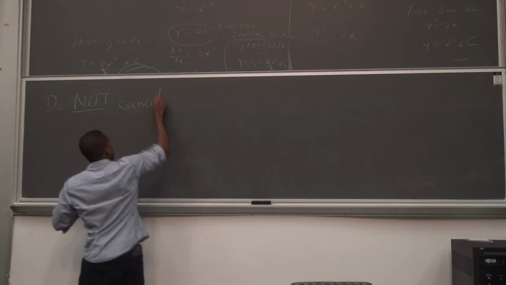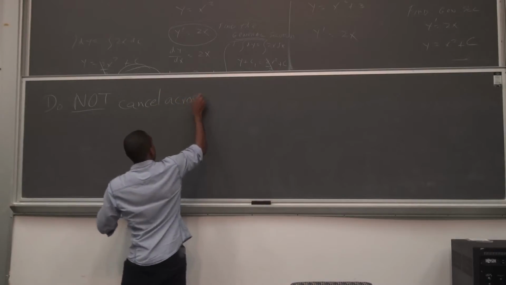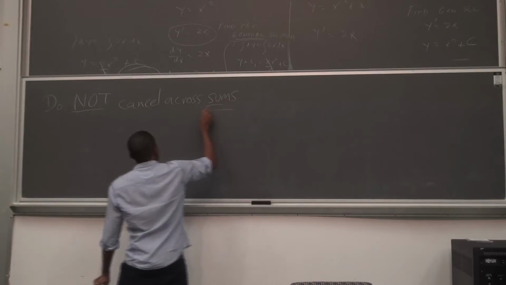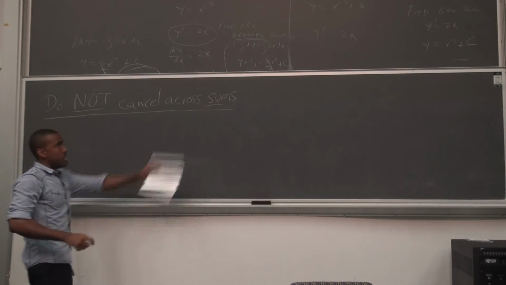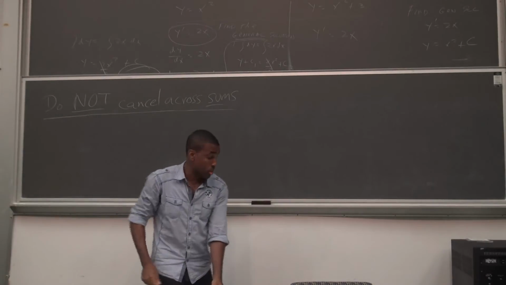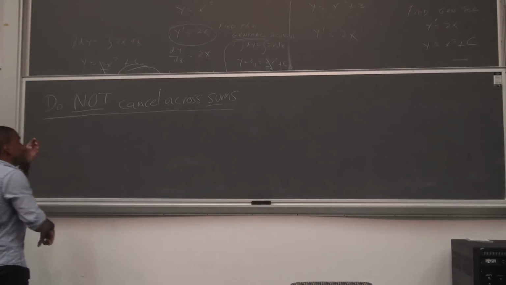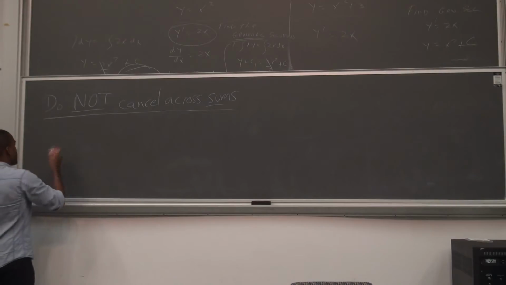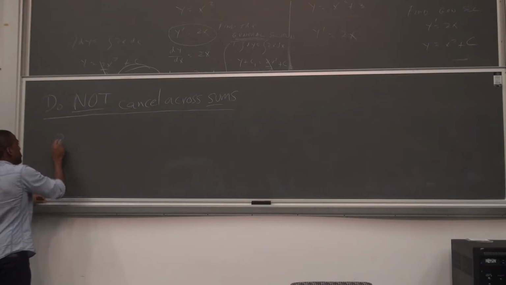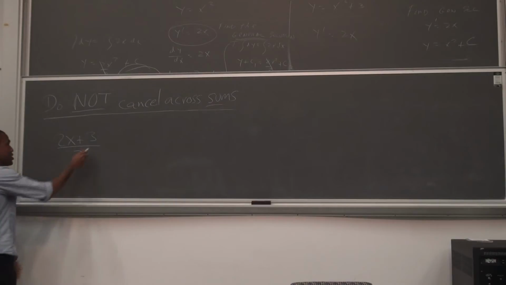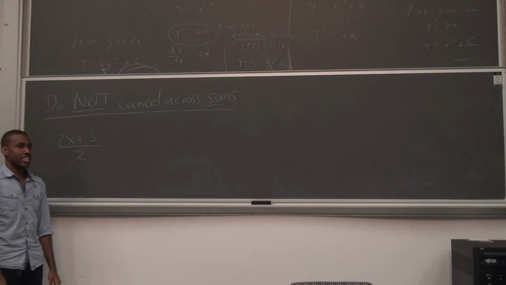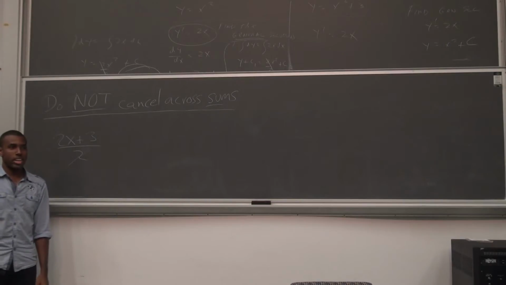Do not cancel across the sums. The word sums here I'm using in the general sense. It could be addition or subtraction. We can call it a sum. So, for example, you're doing a problem and you simplify into a certain point, you get something like 3 over 2. And you go, I can cancel the 2's. No, you cannot cancel the 2's. That is illegal. Why can you not cancel the 2?